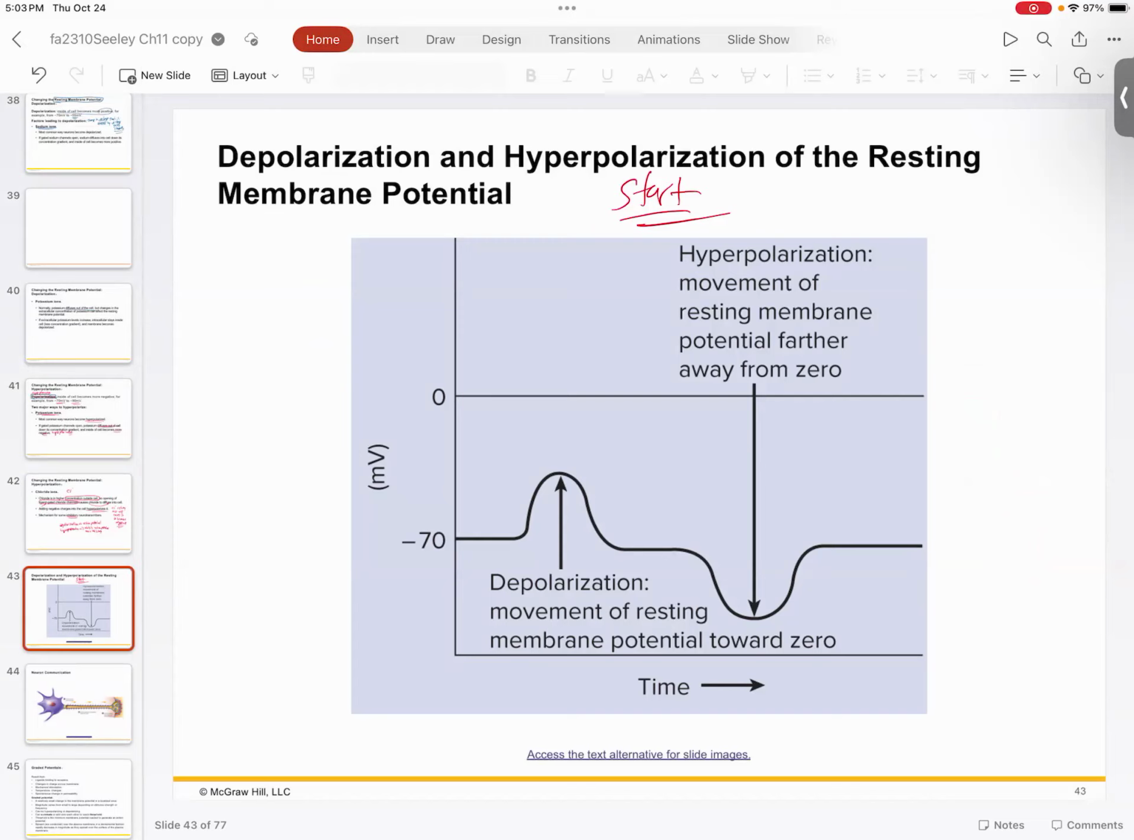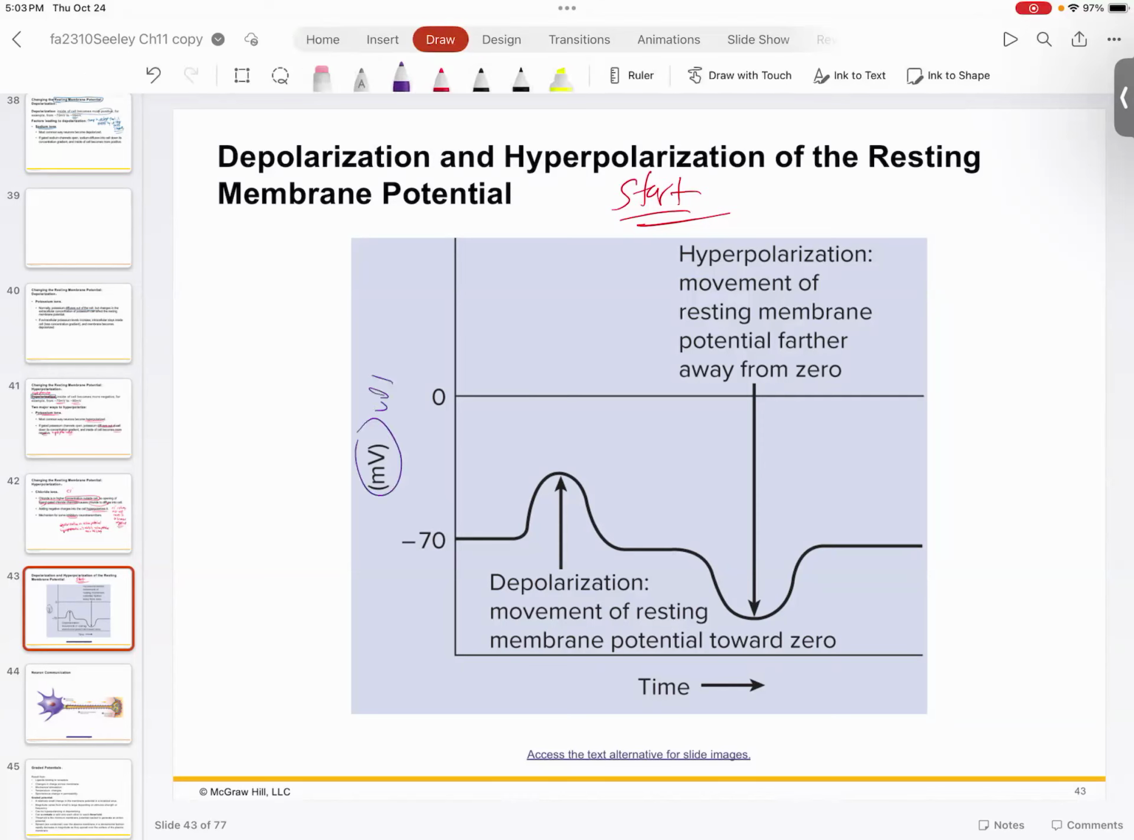So let's go ahead and take a look now at a voltage curve of our membrane. This is very similar to what we saw with our muscle twitch graph, only in this case we're not plotting tension over time, we're plotting voltage or potential over time. Typically our resting membrane potential, which is what we have here at minus 70, is our starting point.